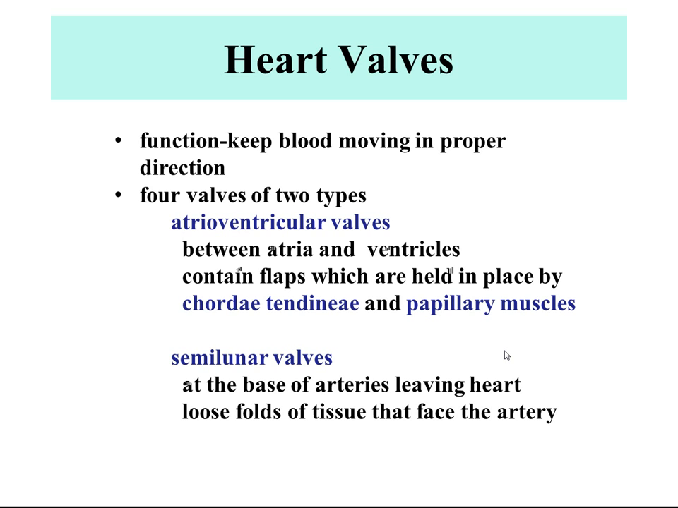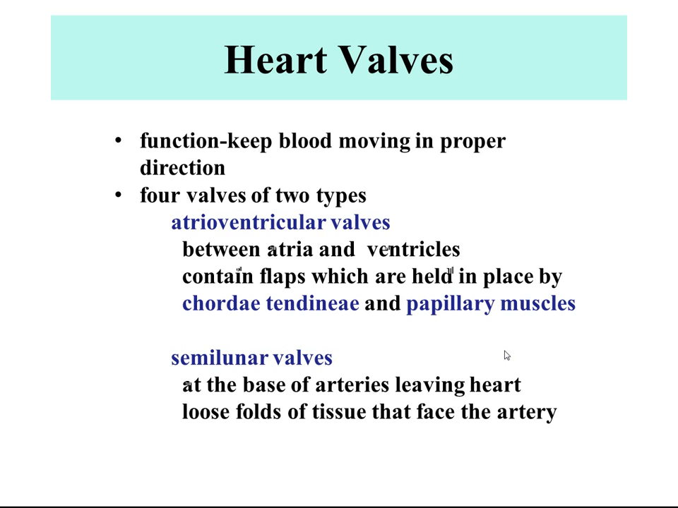Okay, heart valves. Their function is to keep the blood moving in the proper direction and only in one direction. There are 4 valves of 2 types. The first type is atrioventricular valves, sometimes referred to as AV valves. They're found between the atria and the ventricles. Atria is the plural form of atrium. So atrioventricular valves are between the atria and the ventricles. They contain flaps, which we call cusps, which are held in place by chordae tendineae and papillary muscles, and we'll talk a little bit more about those in just a minute.